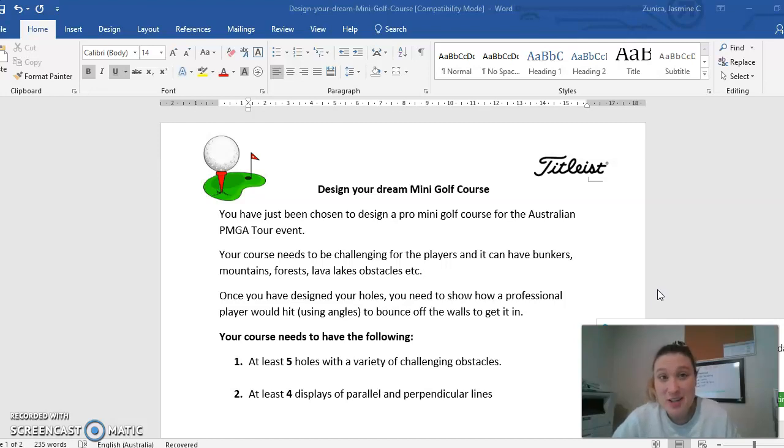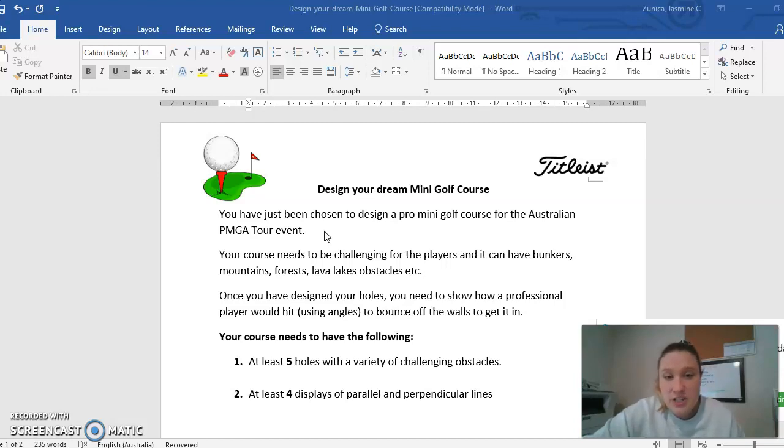This will be over the next 2 days, so no need to rush or stress out. Make sure that you are using your protractor and that you know all the different types of angles, okay? You have been chosen to design a pro mini golf course for the Australian PMGA Tour event.